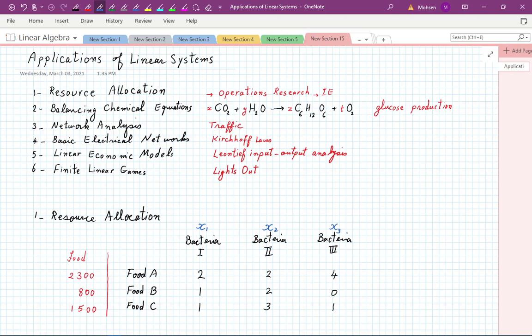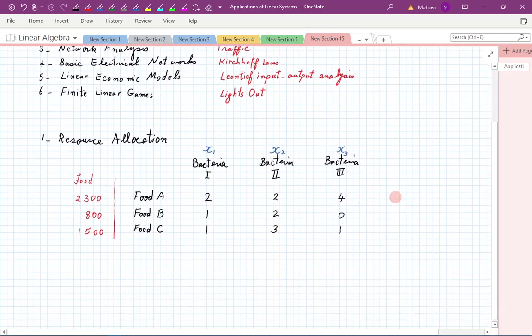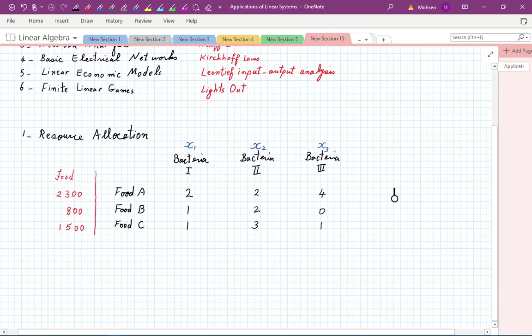So the question is to find x1, x2 and x3 so that all this food is consumed and nothing is left over, if that is possible. Okay, so this is an example of a resource allocation. We have some constraints, and then you want to know in this problem simply how to plan for how many of these you can grow in your lab.